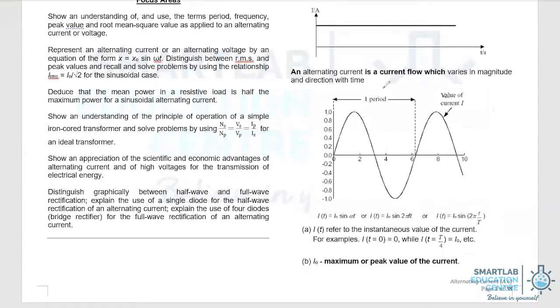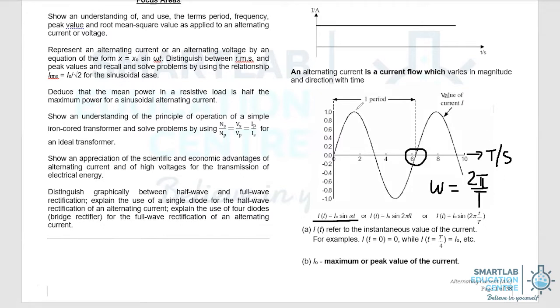Alternating current is a current which varies in magnitude and direction with time and is represented by a sinusoidal graph. So in this case, the current or the voltage can be equal to I0 sine omega t. As far as omega is concerned, omega will be 2 pi over T, and T is the period for a complete AC wave. In this example that we have, if the t-axis here is in seconds, then the T could be estimated to be about 6.25 seconds.